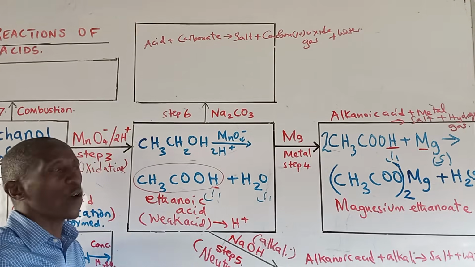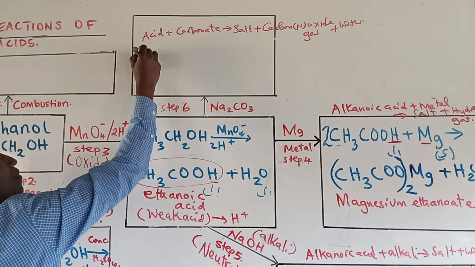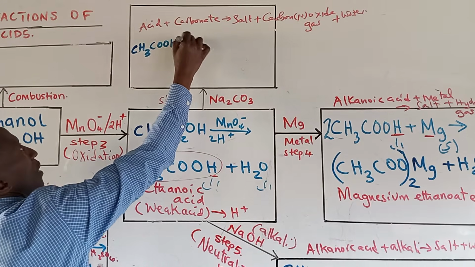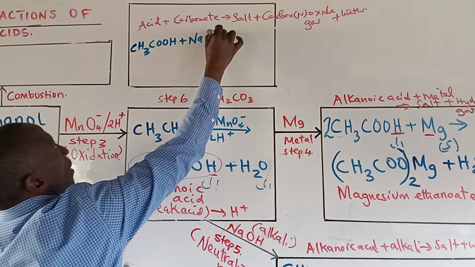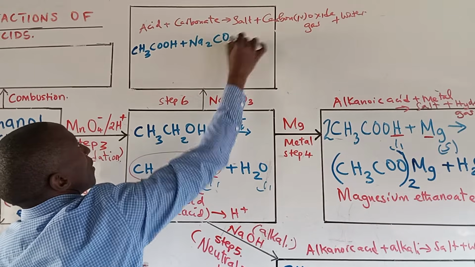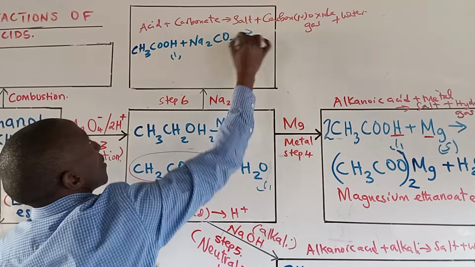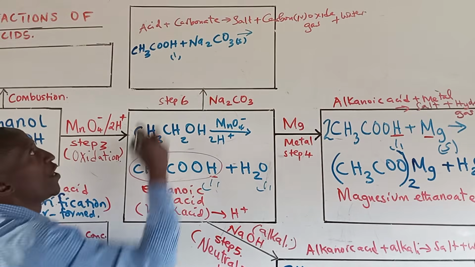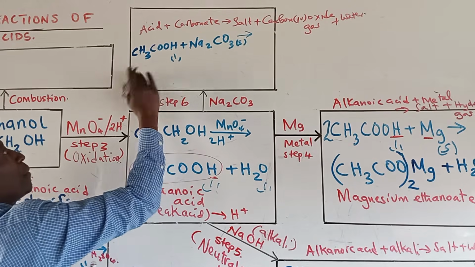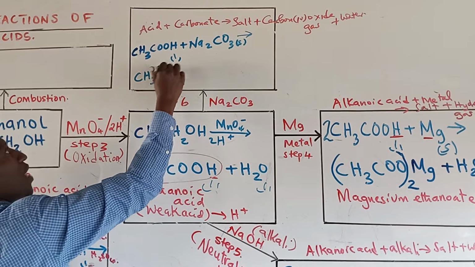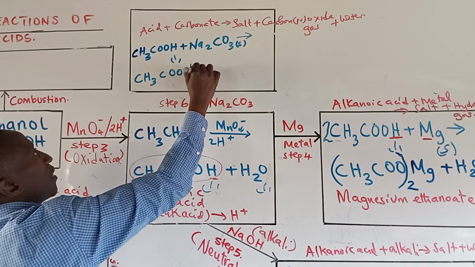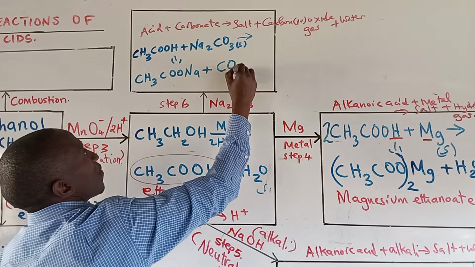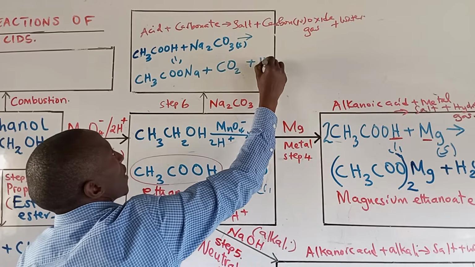So let us see how that reaction goes. We have ethanoic acid reacting with sodium carbonate. And so what happens is that once more hydrogen is displaced by sodium to form sodium ethanoate plus CO2, that is carbon dioxide, plus water.